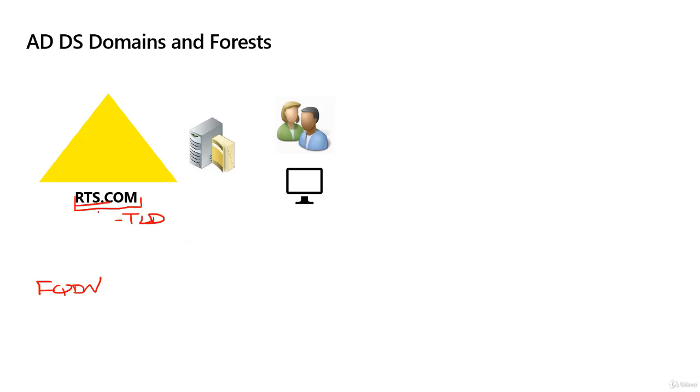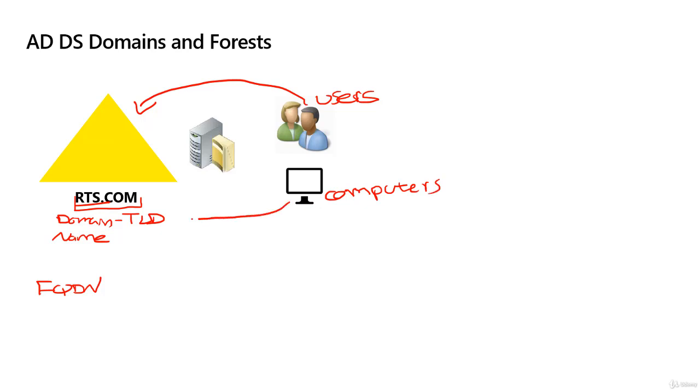Then we just have RTS. Well, that is just the domain name. Usually that somehow references your company, but it's whatever you want that to be. So that's the logical side. Now, in the domain, we're going to have our user accounts. We're going to have our computer accounts. They all reside in the domain. So logically, that's how it's organized.